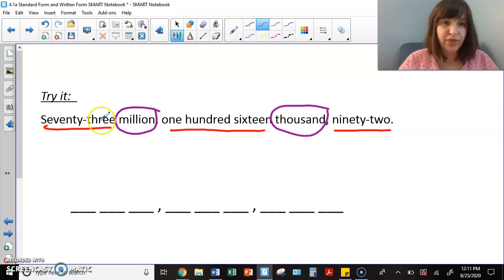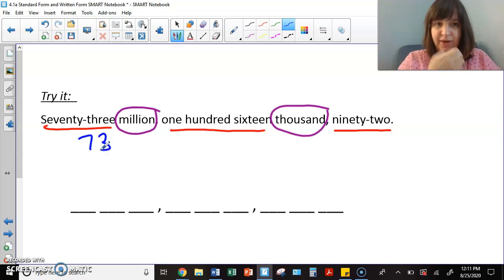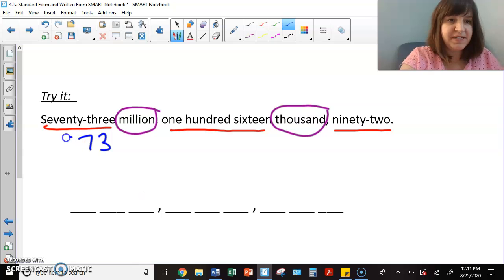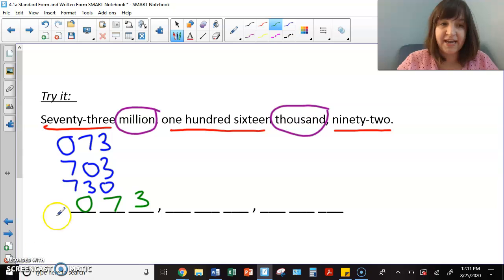So let's start over here. I see 73, 7 and 3, which are 2 digits. I have 3 lines right here, which means I need to use 0 as a placeholder. I could put my 0 in front, in the middle, or at the end. Which one looks like 73? The first one does. So I'm going to write 0, 7, 3. And we will come back and talk about that 0.